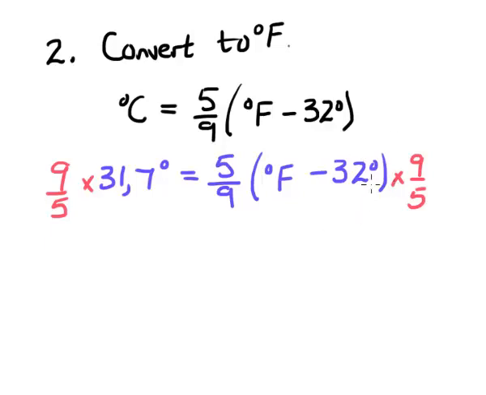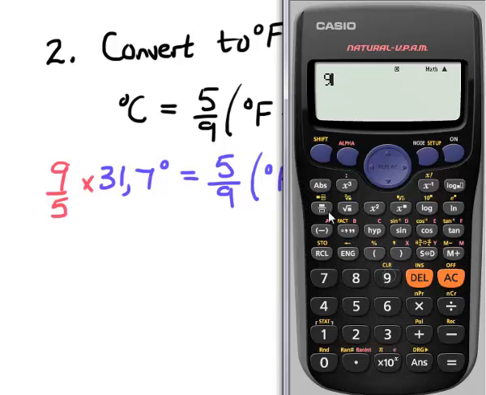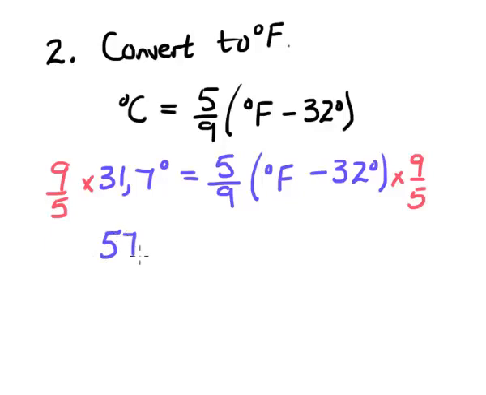We need to do this on our calculator and see what that gives us. It's going to be 9/5, go sideways, and we're going to multiply that by 31.7. Let's see what that gives us, 57.06. So here we've got 57.06. Now we've multiplied by our 9/5, so those cancel, and they're all ones.